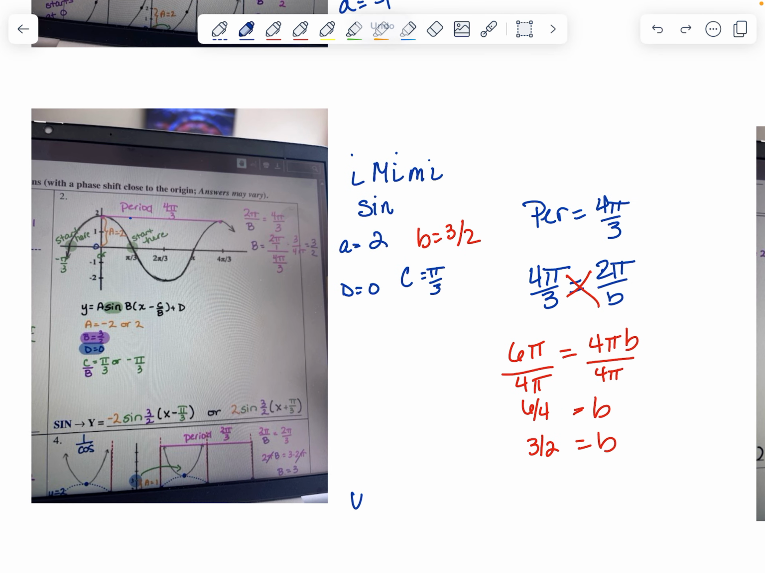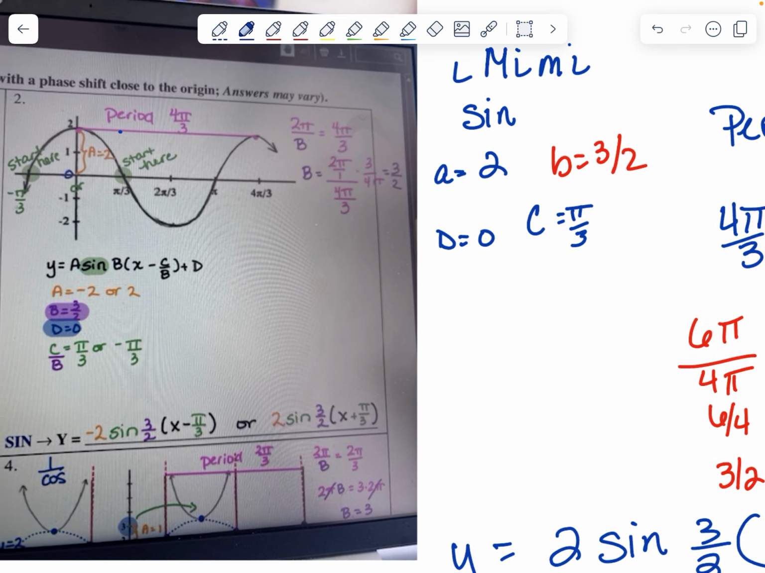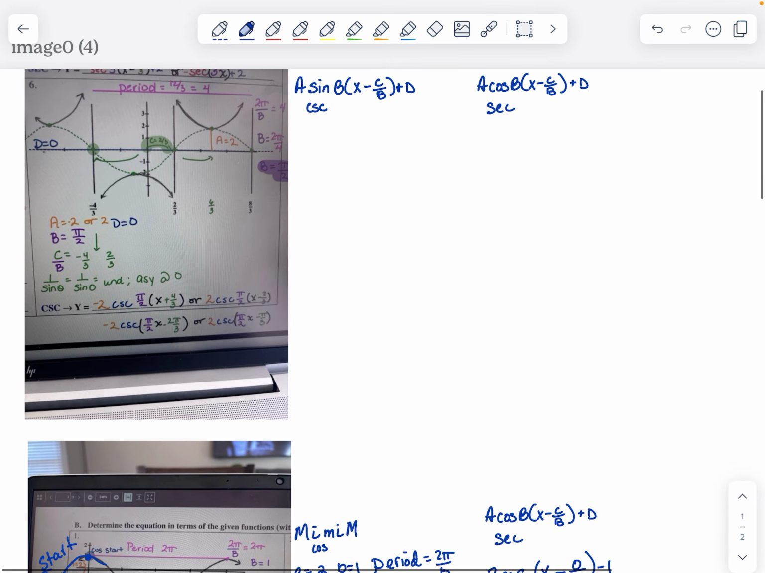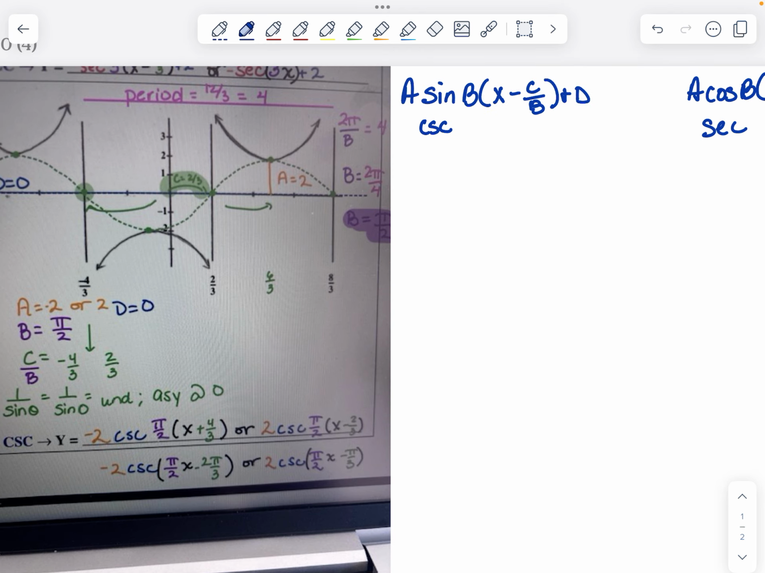Y equals 2 sine. We're going to put our B and then x minus. Now we need C over B, so pi over 3. Do they want us to put that in there? Yes. No, they just want us to put the pi over 3 there. We're good. Pi over 3. And then plus 0 in the back you don't have to write, okay? They didn't ask you to write it as cosine, but we could. I won't do that right now. Let me go back up to the top, and I'll do the tangents after this.